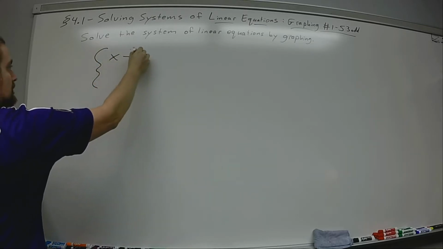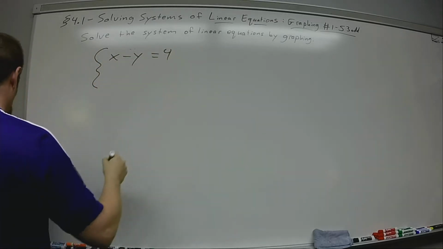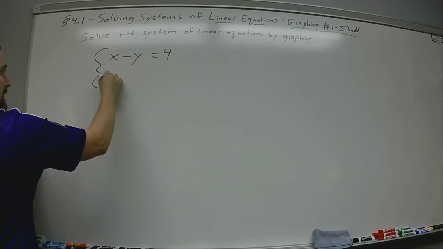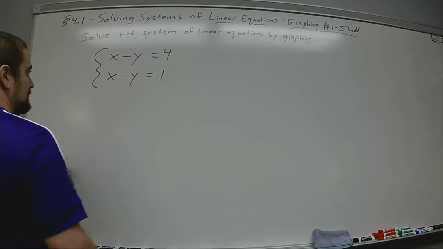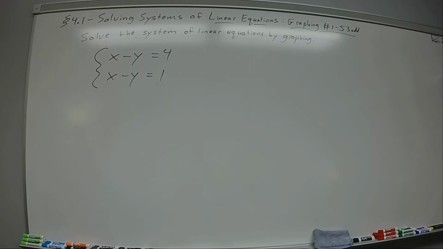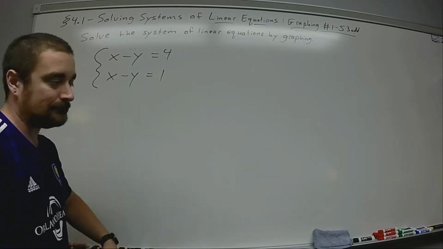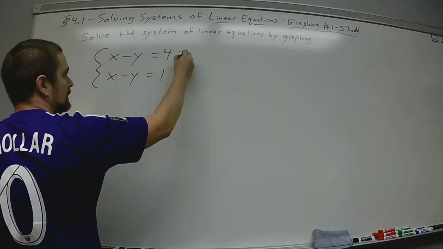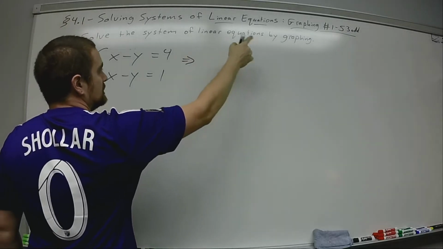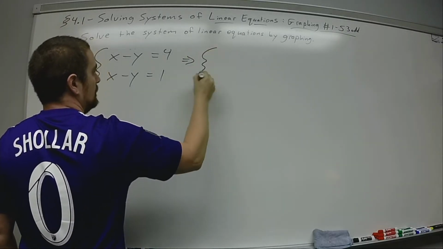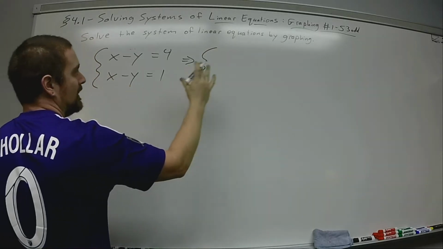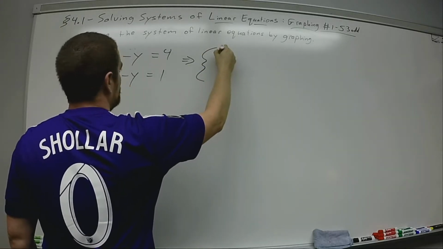So the next one is x minus y is equal to 4 for the first equation, and x minus y is equal to 1 for the second equation. So here is a 2x2 system, 2 equations, 2 unknowns. Let's solve it by graphing. Again, the best way to graph is to solve for y, use that slope, use that y-intercept.